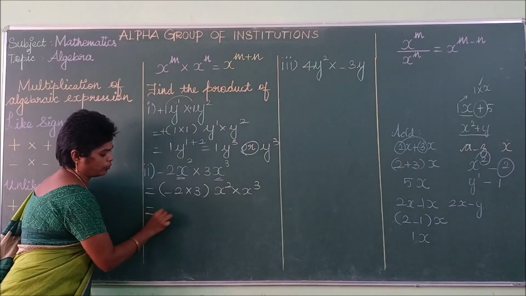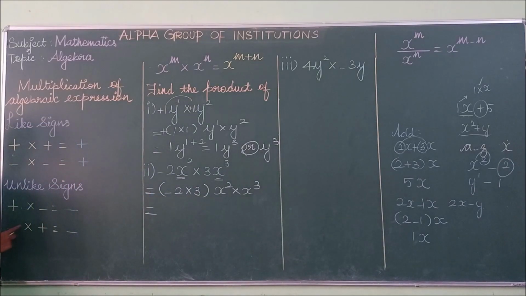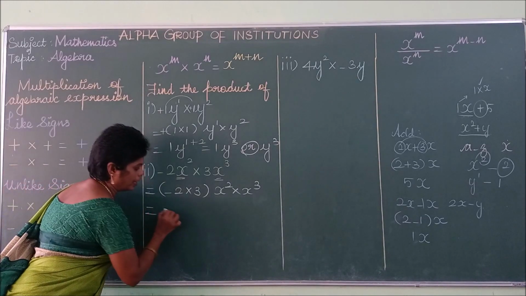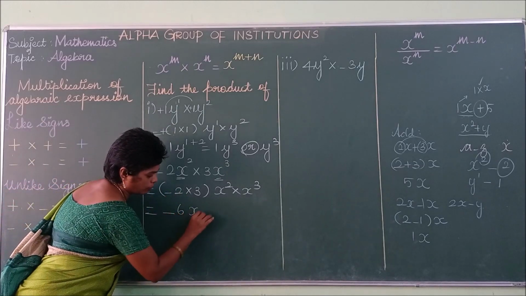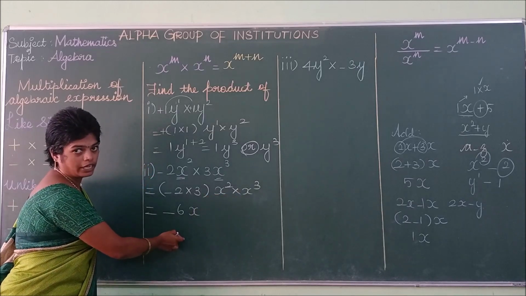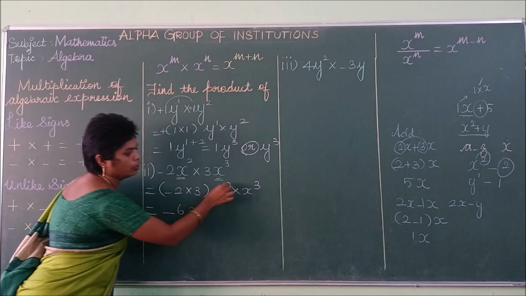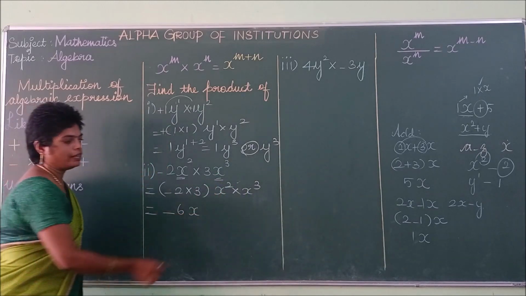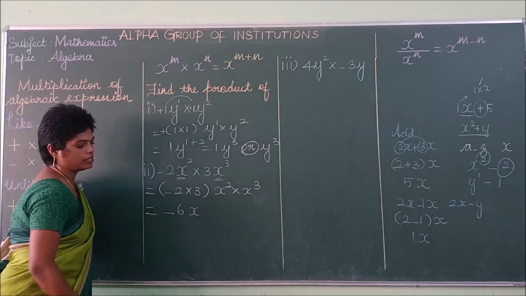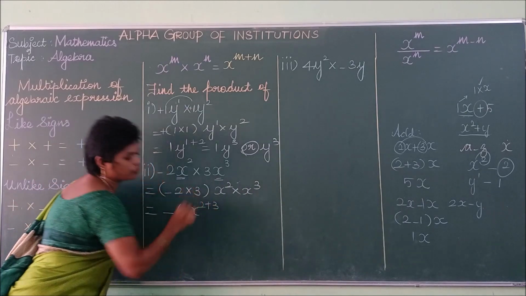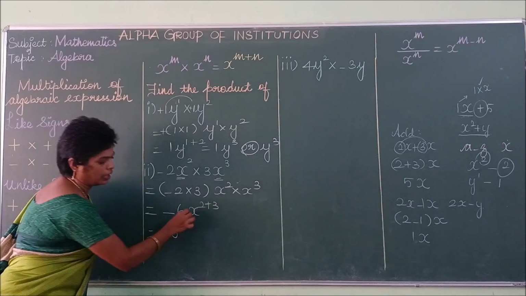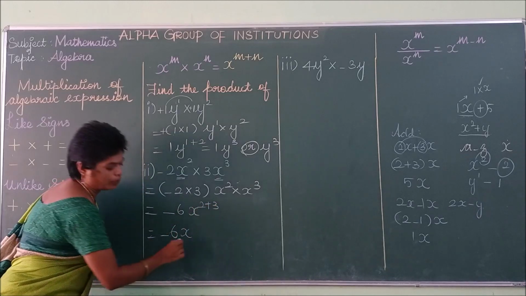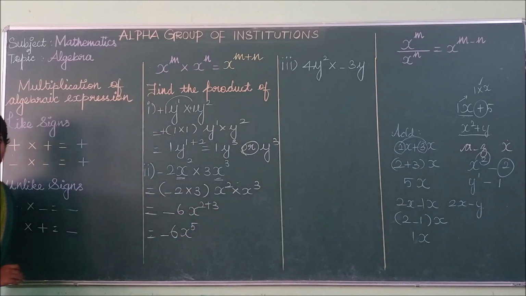Next, move on to the coefficients. Use this formula. Minus into plus, what sign will you get? Minus. Minus into plus is minus. 2 into 3 is what? 2 threes are 6. So 6. The bases are same, so you can write that variable. The variable given in the question is x. You can add the powers. What is the power value? Here the power is 2 and here the power is 3. So you can combine them. 2 plus 3 is 5. So you write the coefficient term and the x term, adding the powers: 2 plus 3 is 5. So this is your answer.